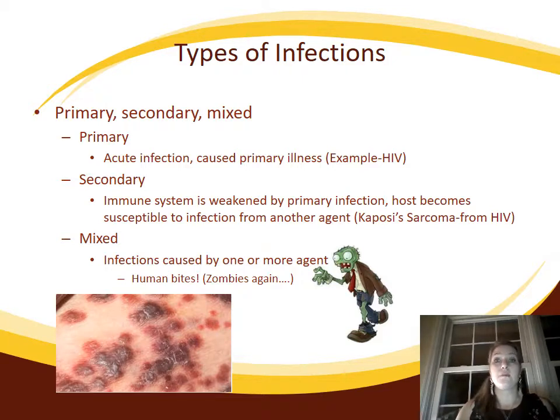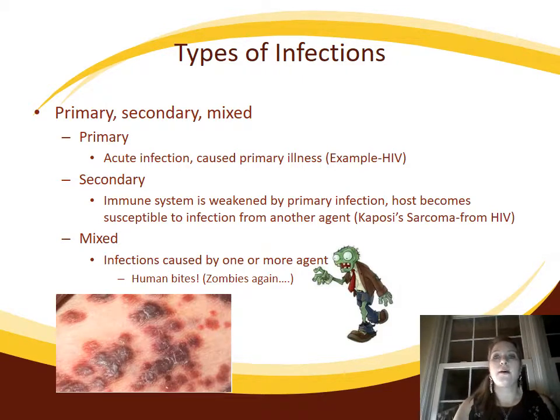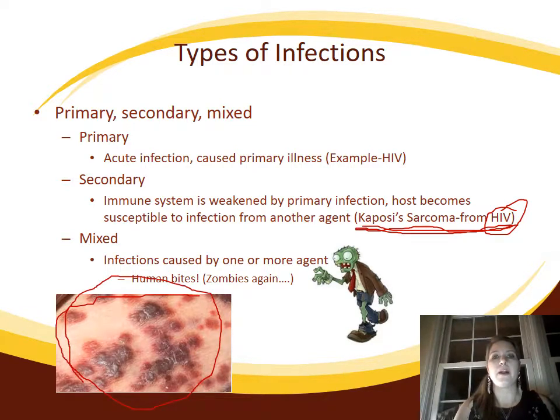The host becomes susceptible to infection from another agent. So there is a particular type of cancer, Kaposi's sarcoma, that is generally not found in healthy individuals. However, individuals that have contracted HIV with their compromised immune system, they're susceptible to the causative agents of Kaposi's sarcoma. So they end up with these lesions, just like what's pictured here, all over the body.